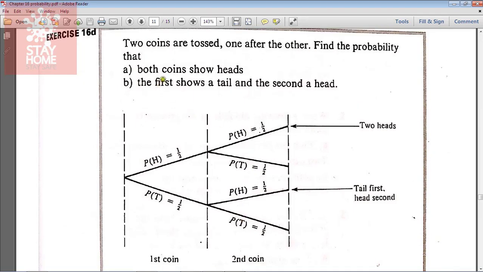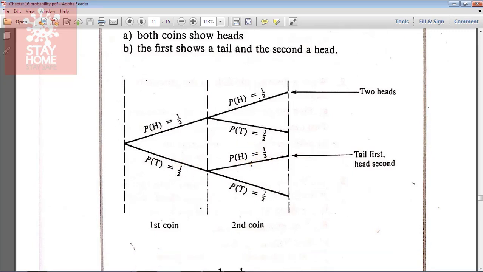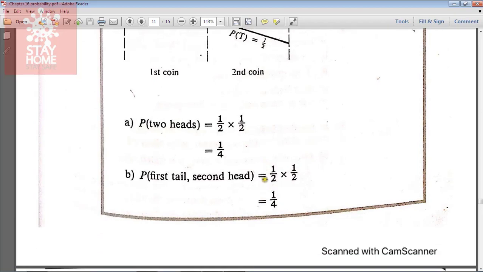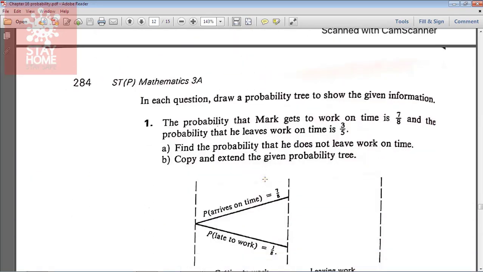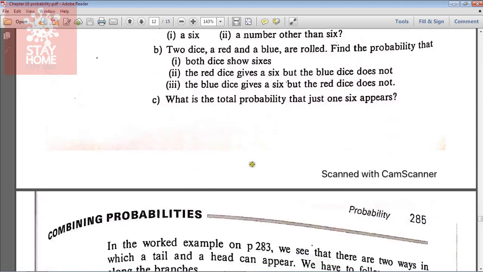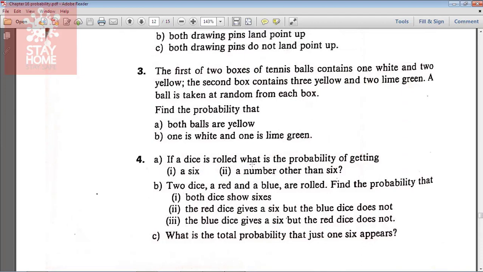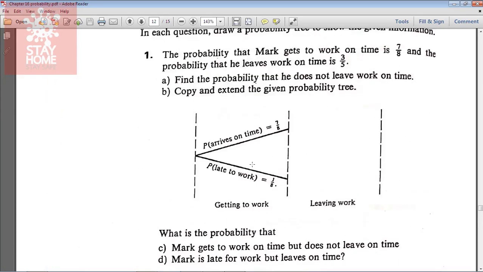The first, both coins show head. These are head head. So probability 1/2 times 1/2. The first shows tail and the second head. First tail and second head, 1/2 and that 1/2. Multiply, so that will be 1/4. In this way you can find out the answers to the questions. You should try to solve the questions. You have only 4 questions, and those questions are easy, not a difficult job. So try to do it.